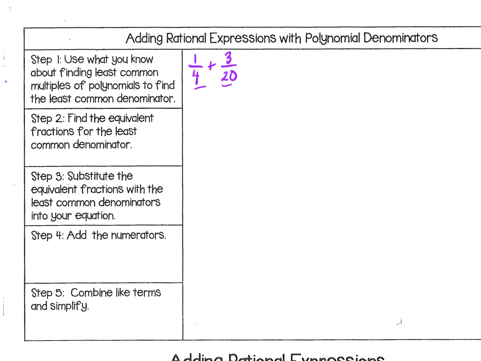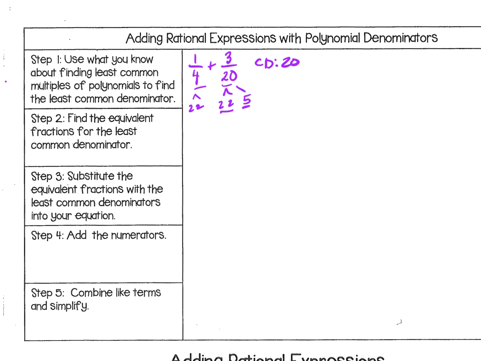If we were to do this, we would say that 4 is 2 times 2. This is 2 times 2 times 5, isn't it? So we would take the combination of those that covers everything. This right here has both the 2 times 2, doesn't it? And then the 5. So if we took that number, it would cover both 20 and 4, wouldn't it? So the common denominator here would be 20.